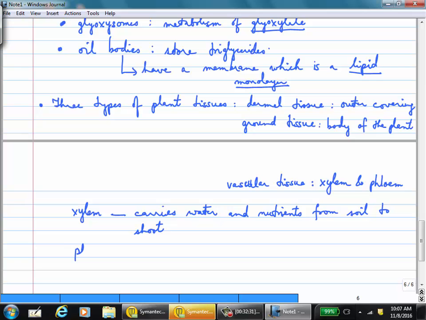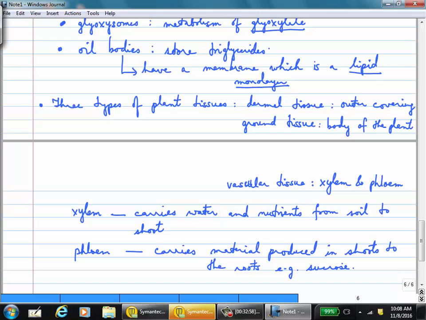And phloem carries material produced in shoots to the roots. An example of that would be sucrose. That's the sugar that is produced in the leaves of the plant. And then the roots also need carbohydrate nutrition, so that flows through the phloem and is communicated to the roots.